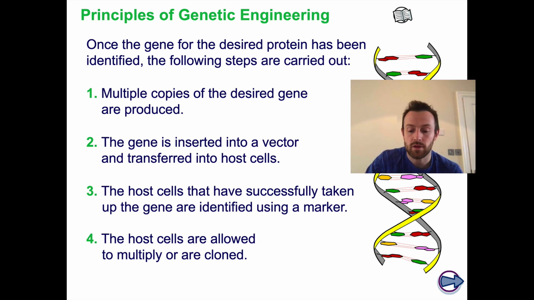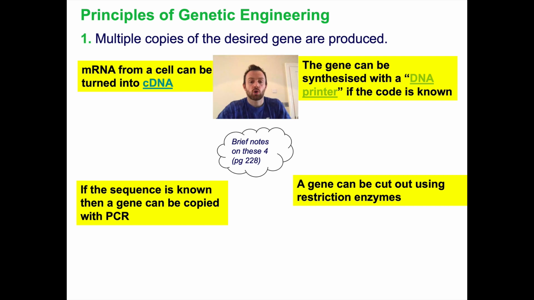So we're going to start with how do we get multiple copies of the desired gene. So here are the four different techniques that you need to be aware of. You'll find some more information on page 228 of your textbook about these, but I'm just going to talk you through each one. So first of all, messenger RNA from a cell can be turned into cDNA. What does that mean? So messenger RNA, remember, is made when a gene is transcribed, and the messenger RNA exits the nucleus. It's already been edited, so it's had any introns removed, and it exits the nucleus.